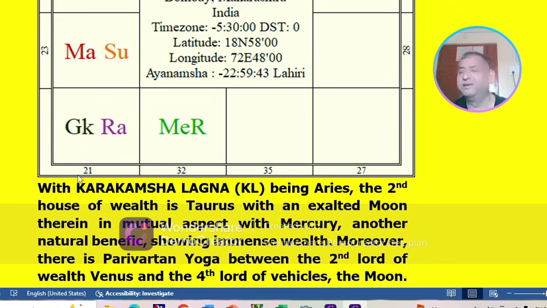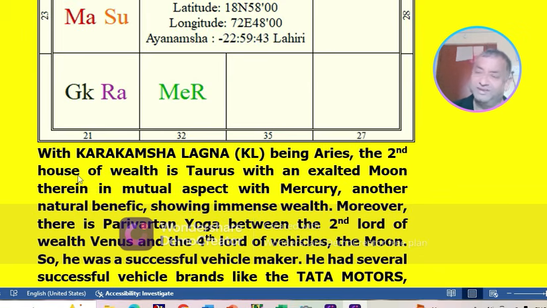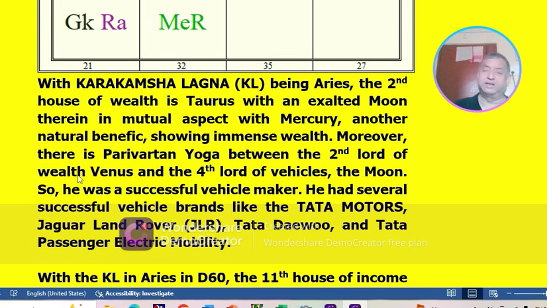Once you learn the technique, it is very easy to apply. With Karakamsha Lagna, KL, being Aries, the second house of wealth is Taurus with an exalted Moon therein, in mutual aspect with Mercury. Another natural benefic.